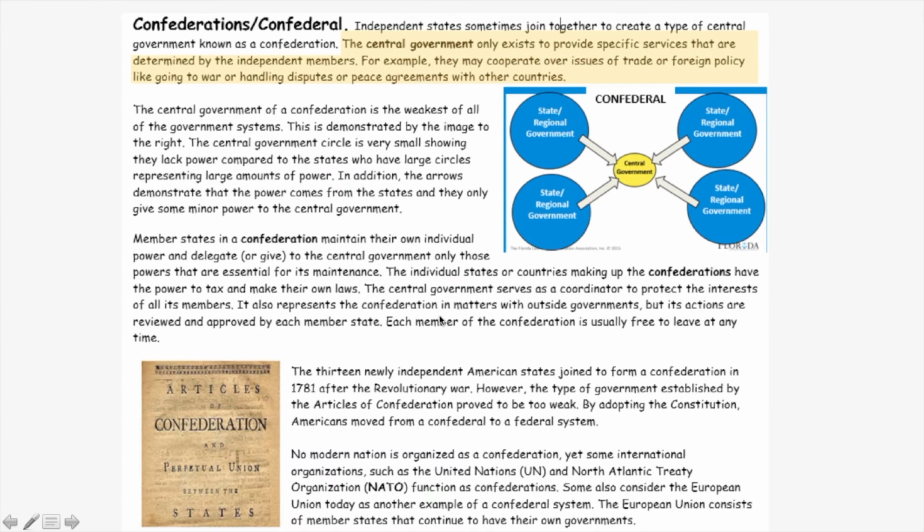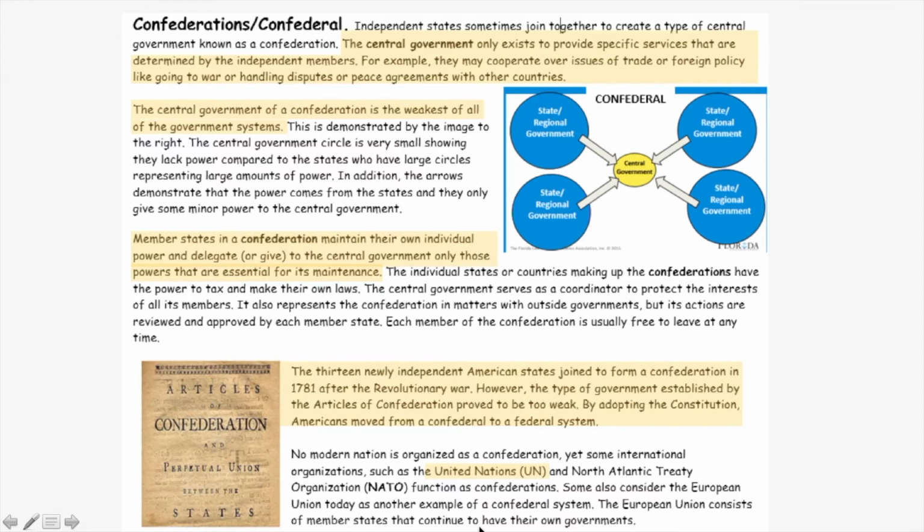Let's go ahead and highlight some of these facts before I read that last paragraph. So up here is the definition of a confederation. Again, pointing out that it's the weakest central government in a confederation. Understand that states have all the power. The states only give a little bit of power to the central government. You have to know for sure that America used to be a confederation. We used to have one, and now we have a federal system.